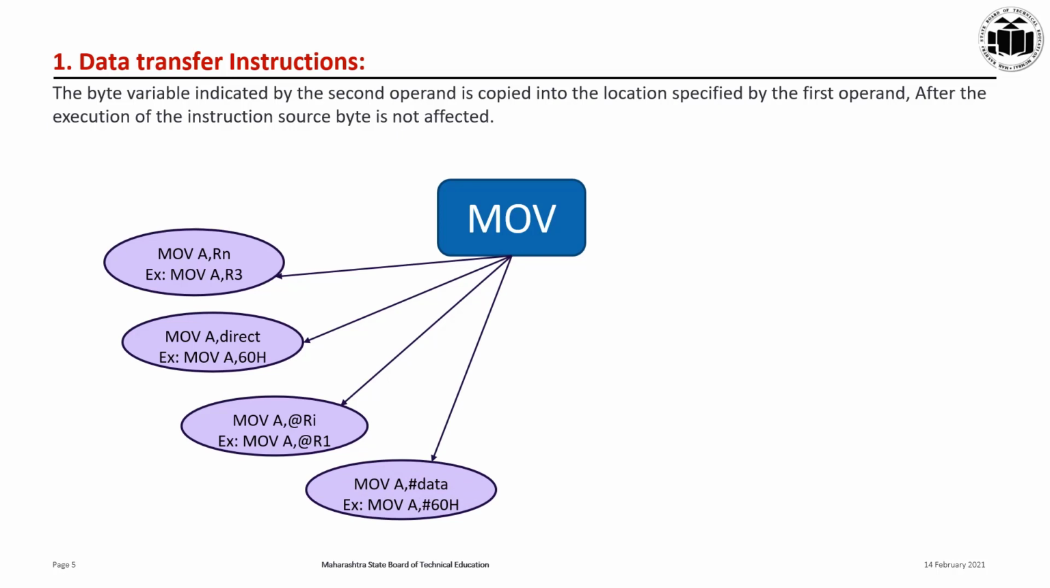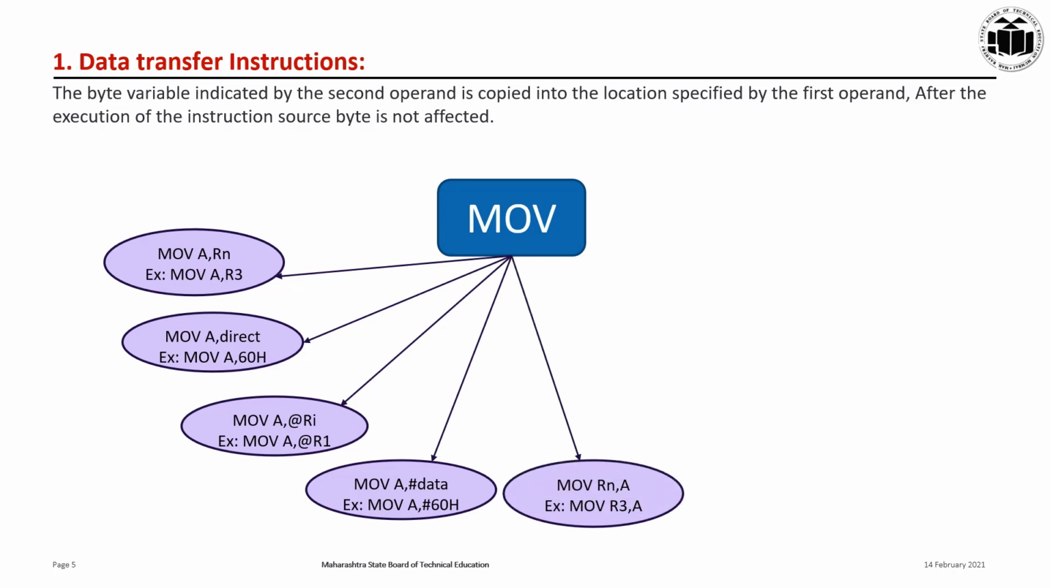MOV A, #data. This instruction is used to move immediate data given in the instruction to the accumulator. For example, MOV A, #60H. After the execution of this instruction, data 60H will be copied to the accumulator.